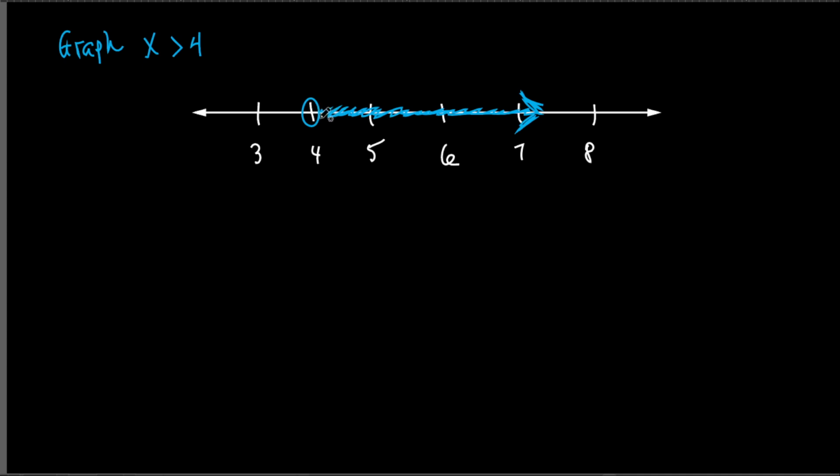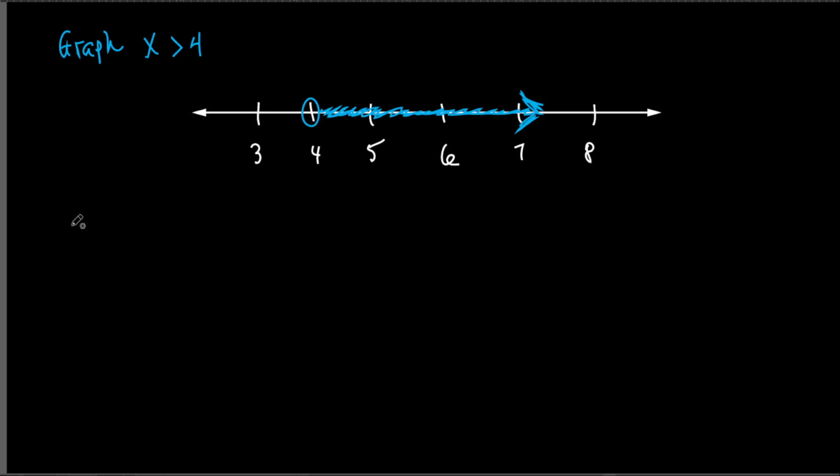So this means all the numbers that are just to the right of 4, as close to 4 as you could possibly get. So I put a circle here. I don't fill it in. If I filled it in, that means it would be equal to 4. So I don't want that. I just want all the numbers that are greater than 4. All right, so that's how you graph that.